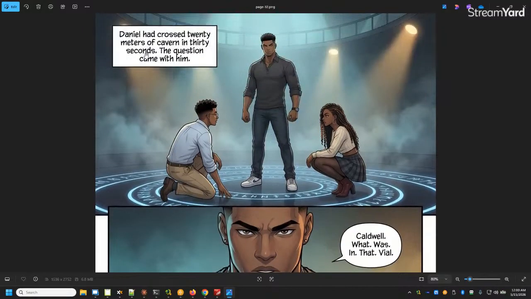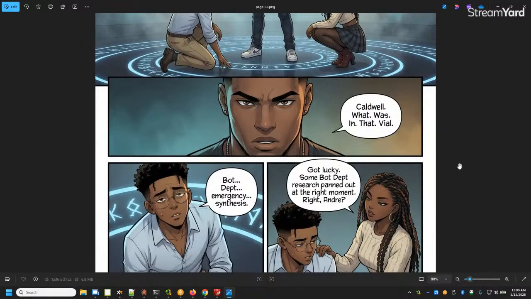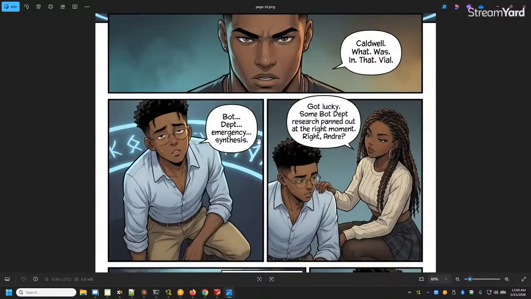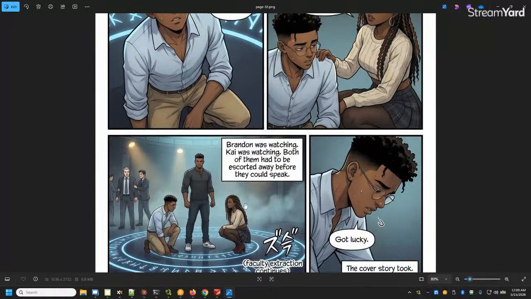Why is the bot talking like that? I guess even if you're the narrator, still, Caldwell, what was in that vial? Second time, on third time of him asking that. Bot department emergency synthesis. Got lucky. Some bot department research panned out at the right moment, right, Andre?